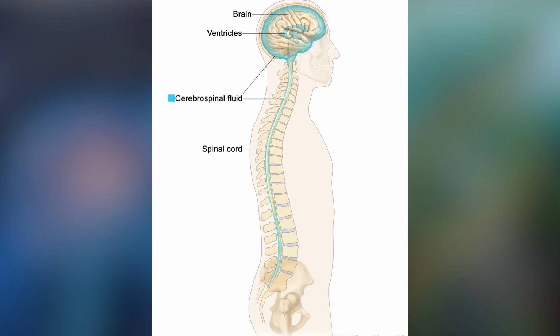This cerebrospinal fluid serves a number of purposes. One is to serve as a means of transporting nutrients to the cells of the brain and the spinal cord, and then transporting waste away from them, so it serves a nutritive function. Cerebrospinal fluid also serves to protect the central nervous system by offering a cushioning support.